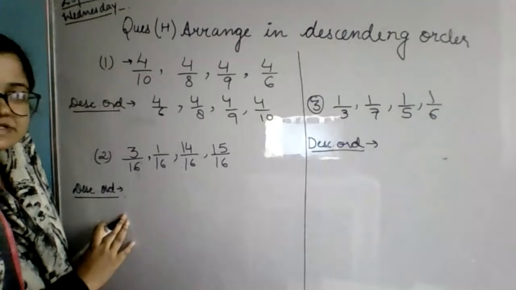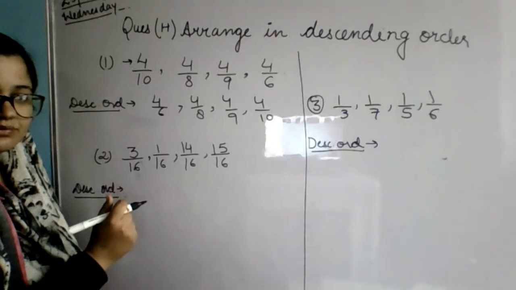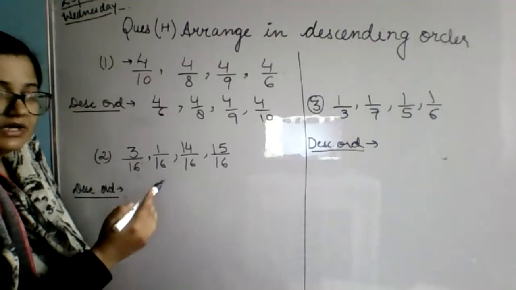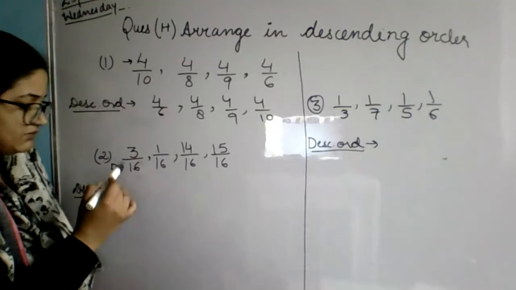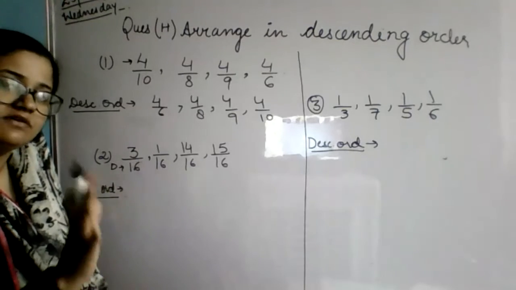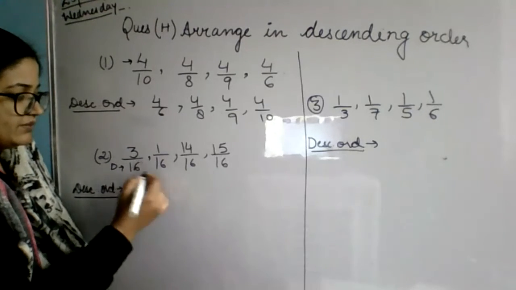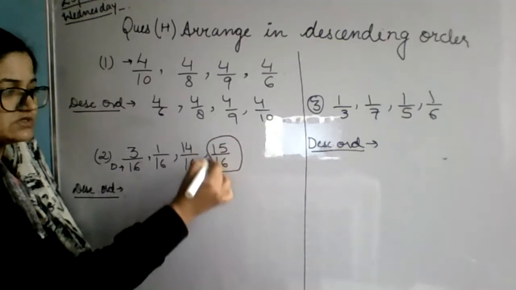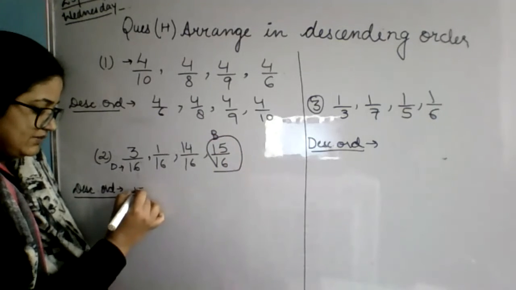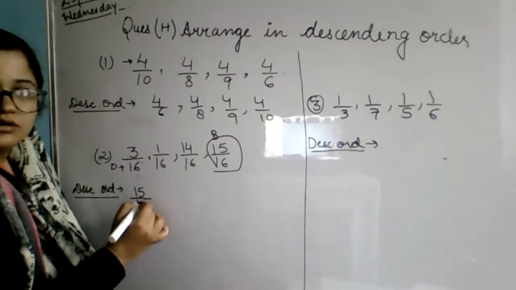Okay, here you can see 3 upon 16, 1 upon 16, 4 upon 16, 14 upon 16, 15 upon 16. Here what is same? Denominators are same. When denominators are same, we write them as they are. So biggest one is 15. Biggest one is 15. So 15 upon 16.